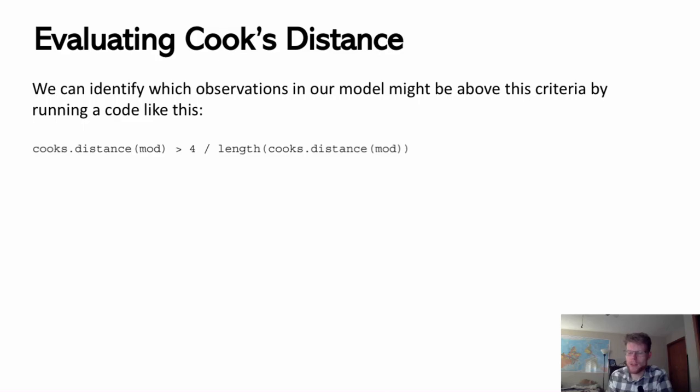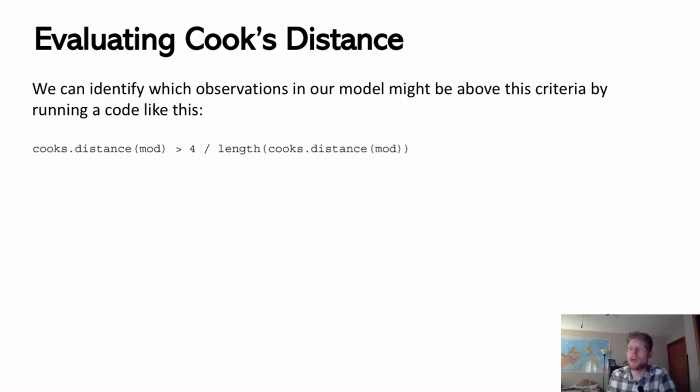Now, for evaluating Cook's distance, we can take the Cook's distance of a model, which is the list of the Cook's distance for every observation that we have. Then we can do a logical statement of greater than 4 divided by the length of the Cook's distance model, or the number of observations in the data we're working with. This is probably a little more reliable because there might be some missing data or empty observations, so this ensures that we're not dividing by more than we should be.